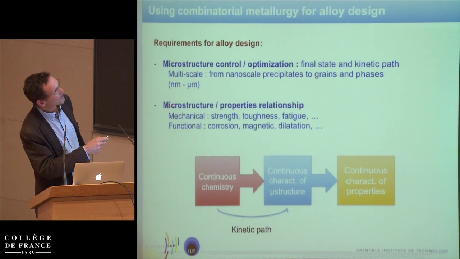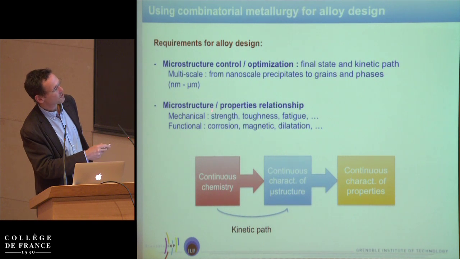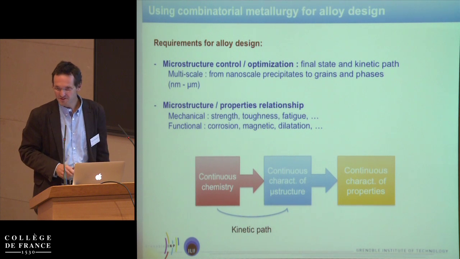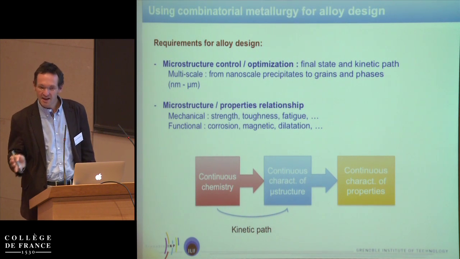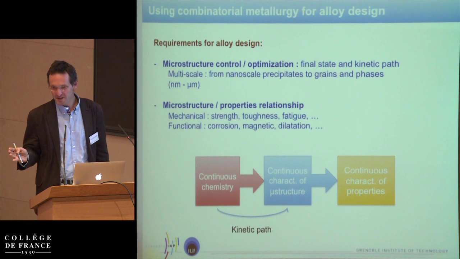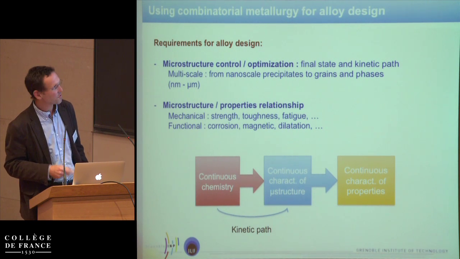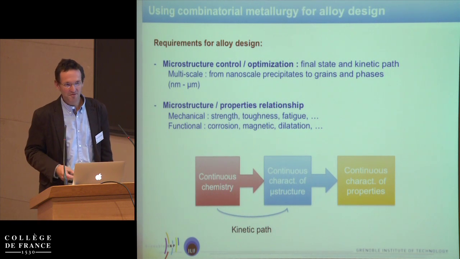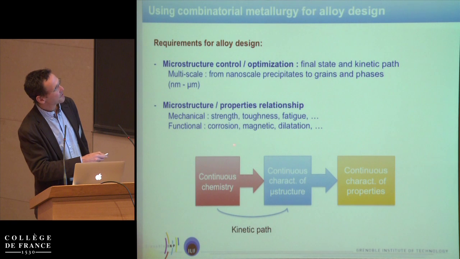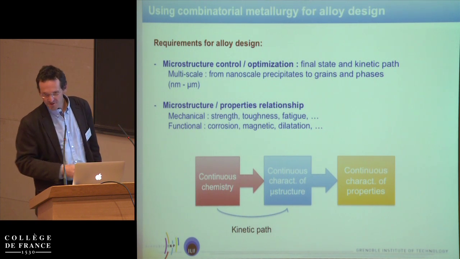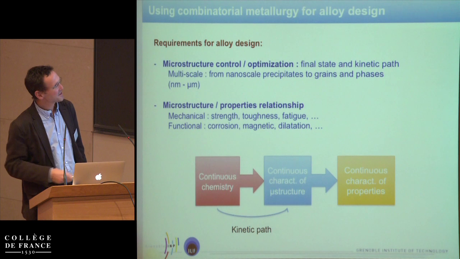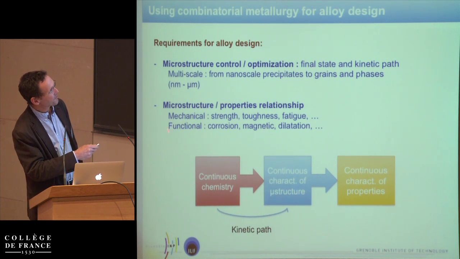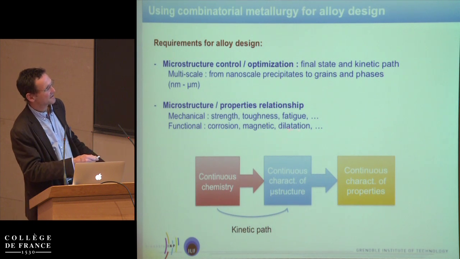And then, of course, you need to characterize also the microstructure-properties relationship. And this may be a challenge also if you have a continuous set of chemistries. How do you get the continuous set of related properties? So this is not always possible, but you may be interested in strengths, which can be quite easily done by hardness, for instance. But there are still to be devised some ways to test in continuous chemistries some more complex mechanical properties, I think. And then you may be interested in functional properties such as corrosion, magnetic, dilatation, and so on.